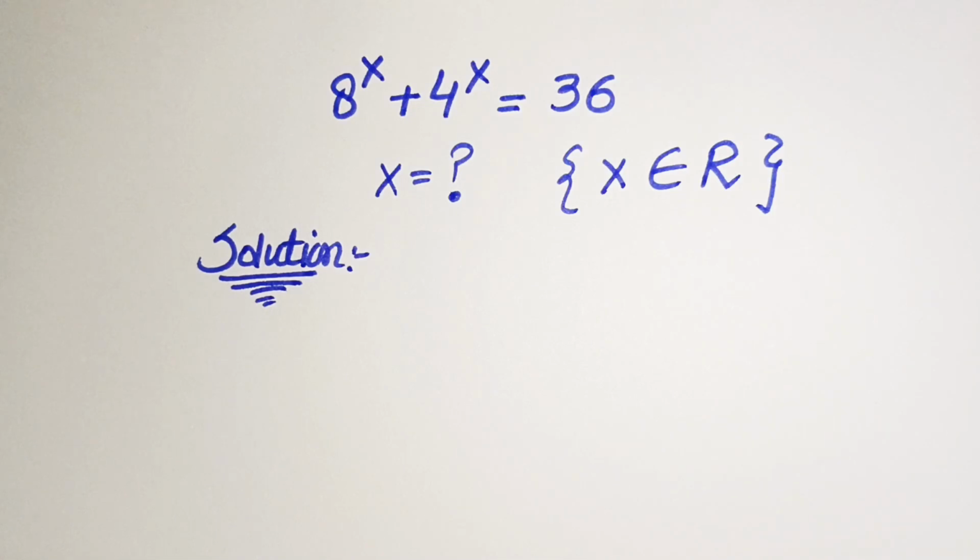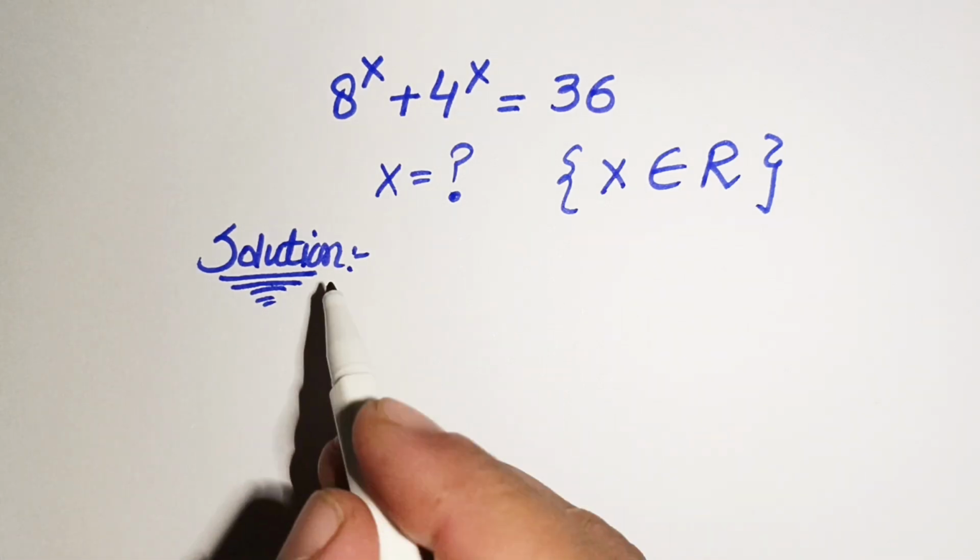Our question is 8 to the power x plus 4 to the power x is equal to 36. So it is an exponential problem. Now we have to find the value of x here, but remember that x will be an element of the real numbers. So we just find those solutions of x in which x is real.